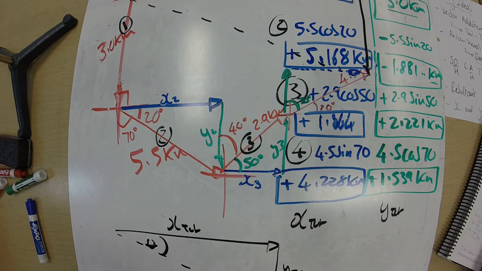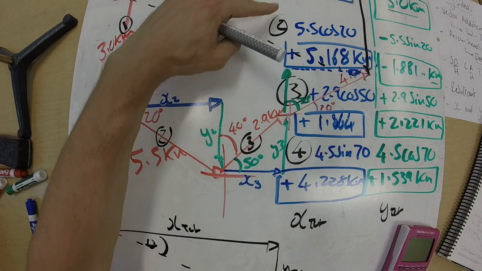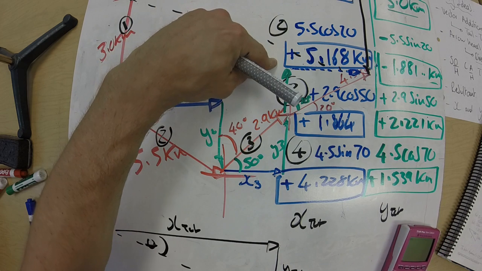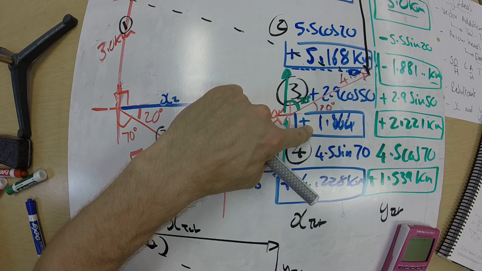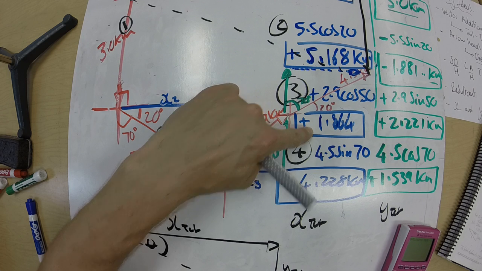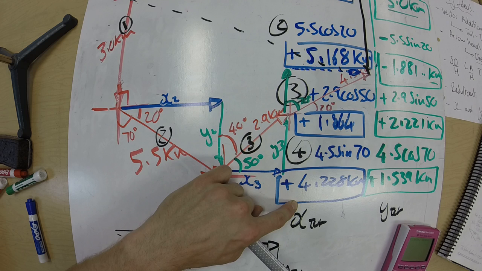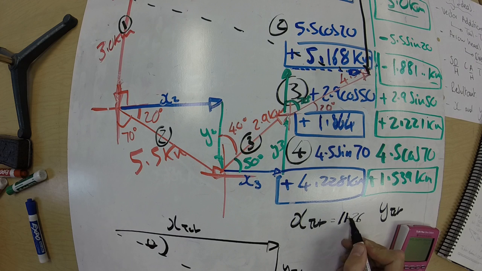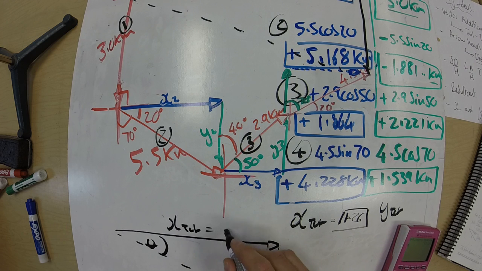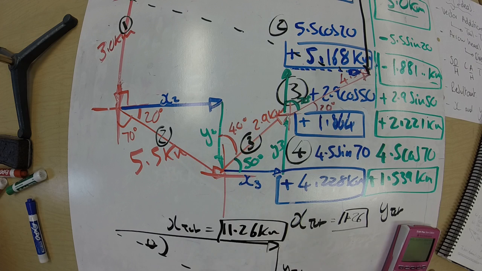So let's add those together. We'll actually have the values written down somewhere, but we'll do it anyway. So 0, of course, plus 5.168 plus 1.864 plus 4.228. Okay, so my x total is 11.26. I'm just going to put that right in here, 11.26 kilometers.